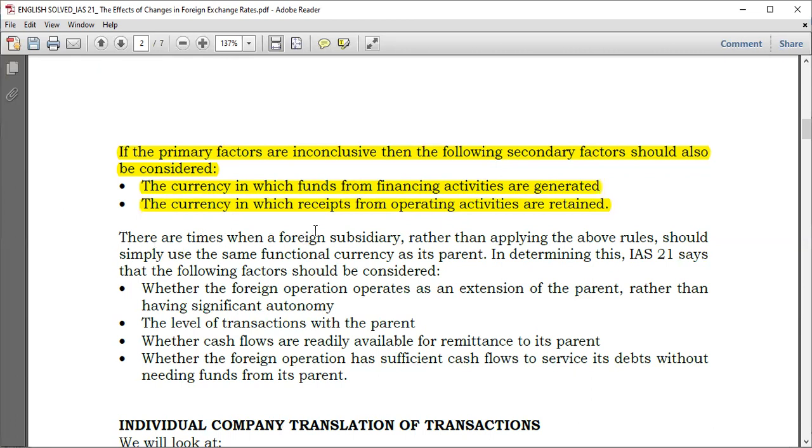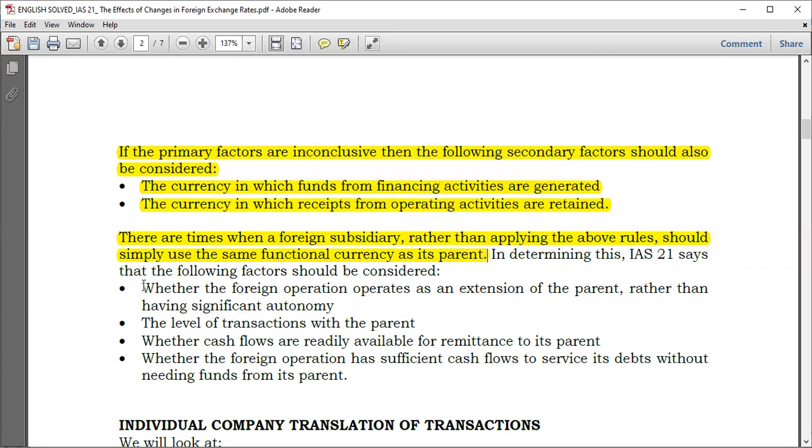Now, there are times when a foreign subsidiary, rather than applying the above rules, should simply use the same functional currency as its parent. Now you're just speaking of the consolidation of the group accounts here. You are the parent and you have a subsidiary. Instead of the subsidiary following the above procedures, it may have to just follow its parent depending on the following situation. Simply speaking, it heavily depends on that parent. That's why we say in determining this, IAS 21 said that the following factors should be considered.